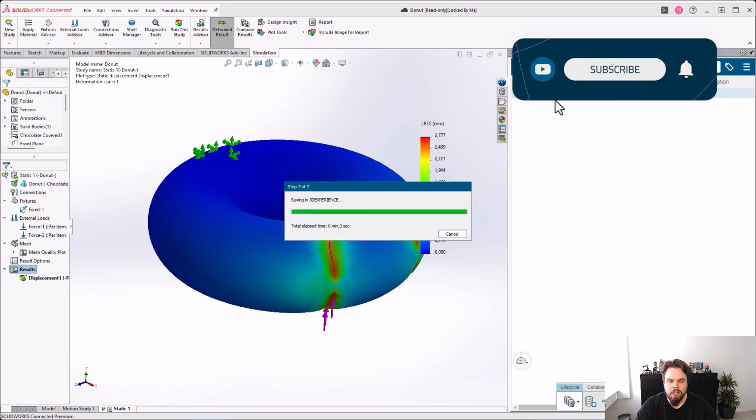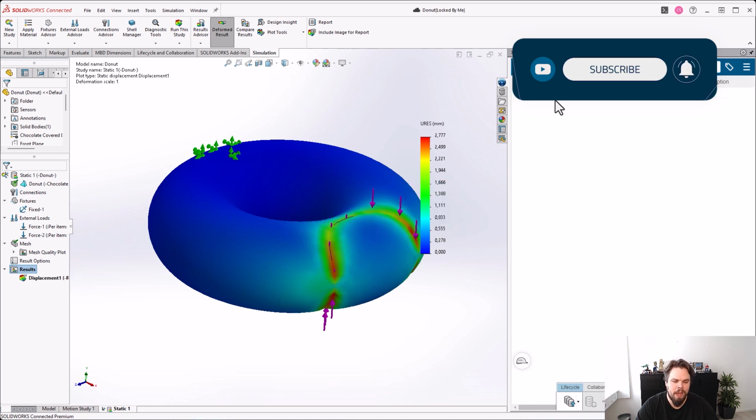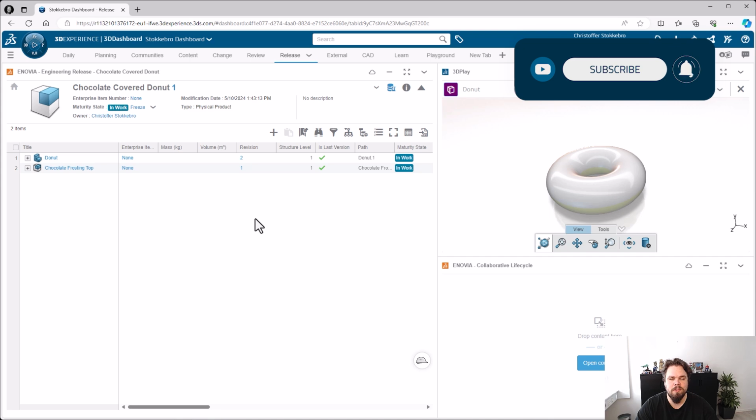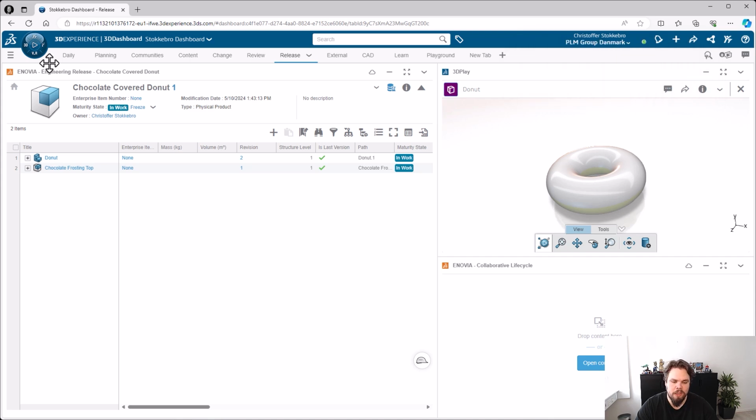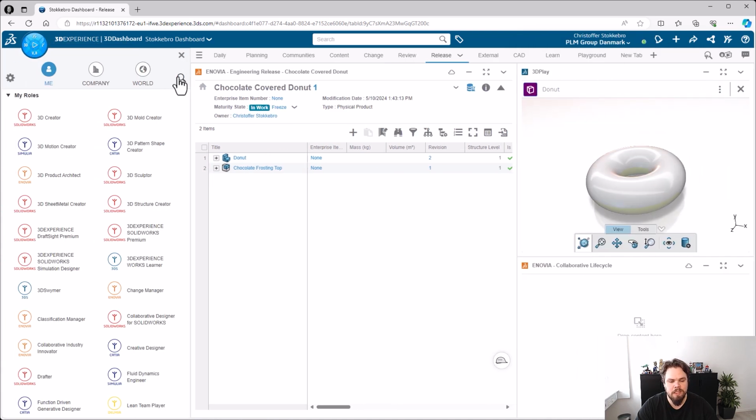This role is included with the 3D Experience SOLIDWORKS Premium role, so this setup kind of matches the desktop version of SOLIDWORKS Premium, which also includes static simulation studies.